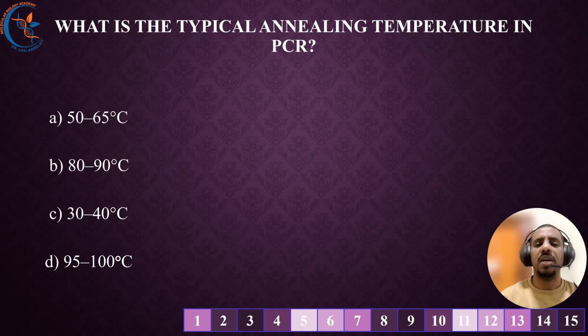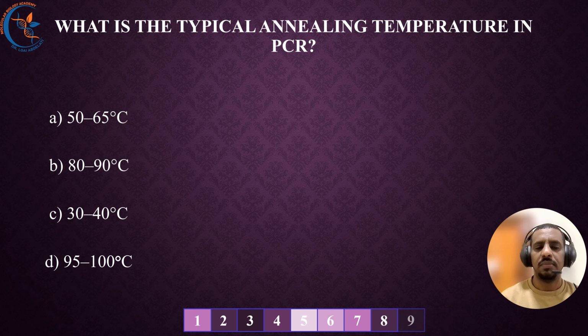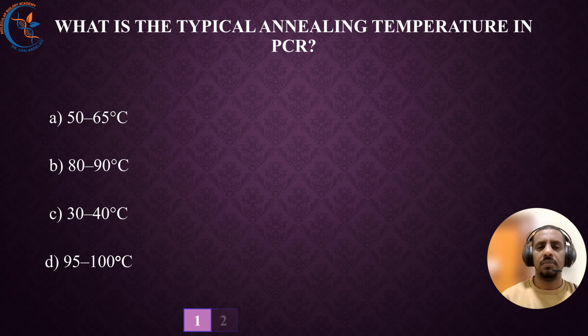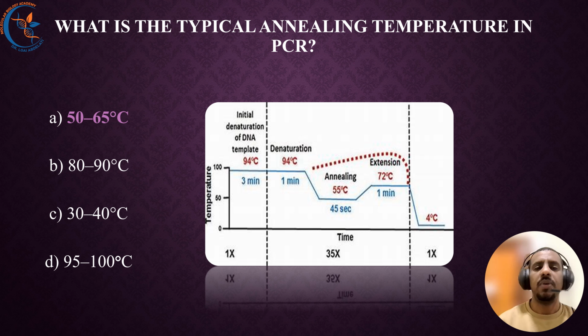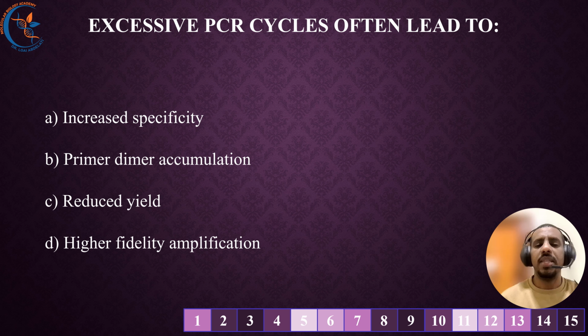All right, the second question we have today: what is the typical annealing temperature in PCR? The annealing step, where primers bind to their complementary DNA sequences, usually occurs between 50 to 65 degrees. Alright, let's move on.